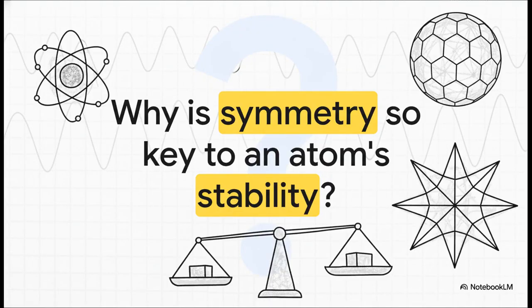Which brings us to a final, pretty deep thought. All these complex quantum rules, Aufbau, Pauli, Hund, they all seem to guide atoms toward this elegant, simple state of symmetry. And that symmetry, in turn, creates stability. So it makes you wonder, why is symmetry so fundamentally important to the stability of an atom, and maybe to the entire universe?